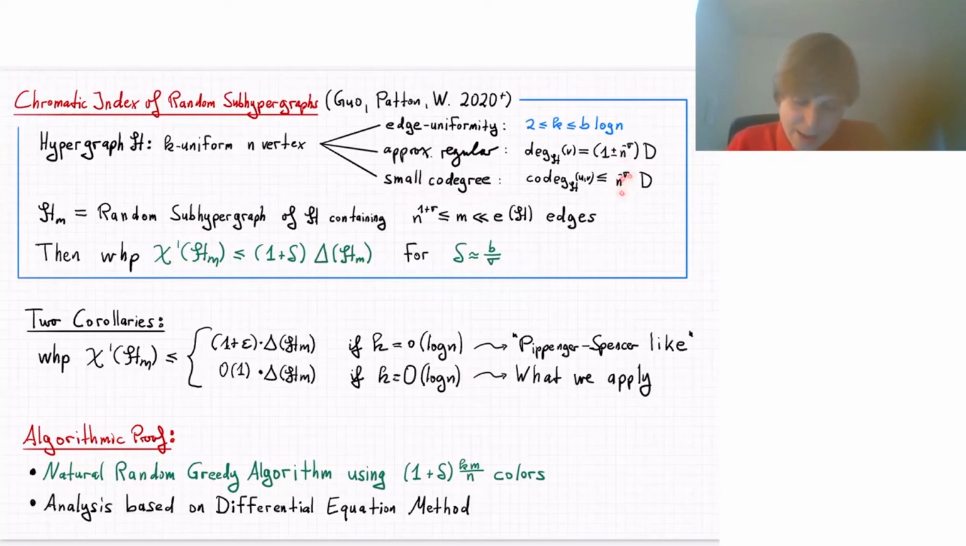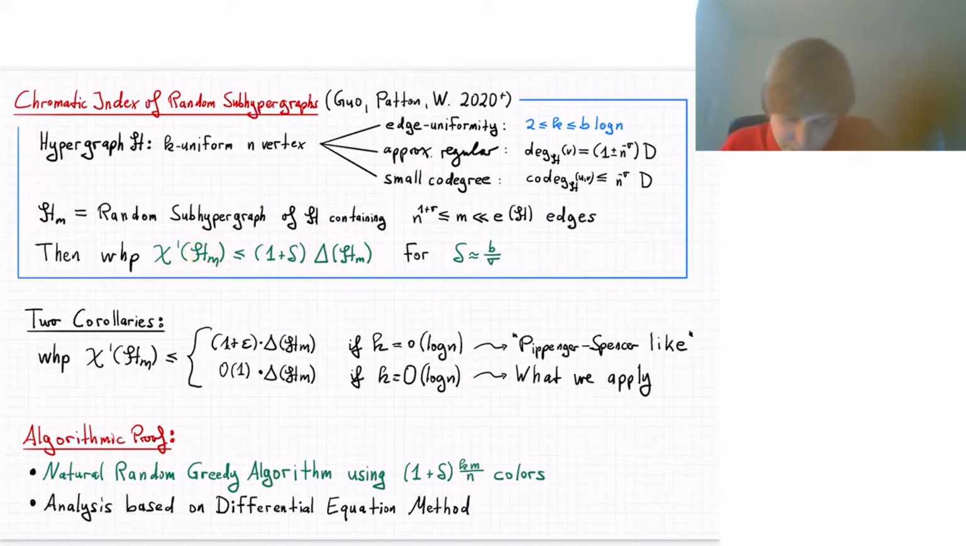Okay. And then what is the object that we want to look at? Well, we want to look at some random subhypergraph of H. In this case, we want to sample m edges from the original hypergraph H, where m should be not too small, at least n to the 1 plus sigma. And here, let's not sample all the edges of our graph H, but significantly fewer than all of the edges. Okay. So once we're working in this regime, then we can prove that with high probability, the chromatic index of this random subhypergraph is at most 1 plus delta times the maximum degree of this hypergraph H_m.